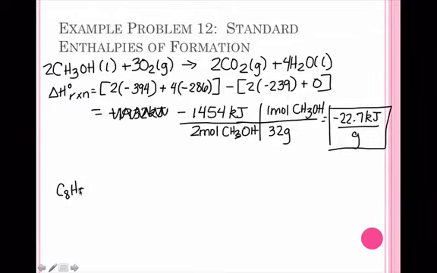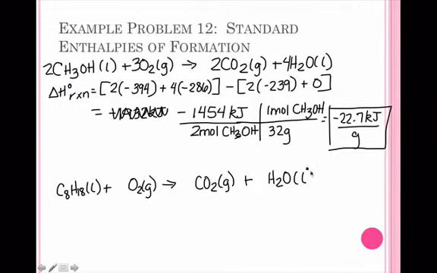So C8H18 is reacting with oxygen gas again. It's combusting, and it's giving us CO2 and H2O. And when I balance all that out, this ends up as 2, 25, 16, and 18. So I'm going to do the same thing, products minus reactants.